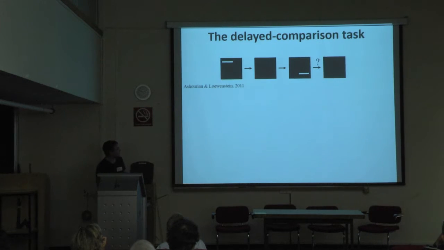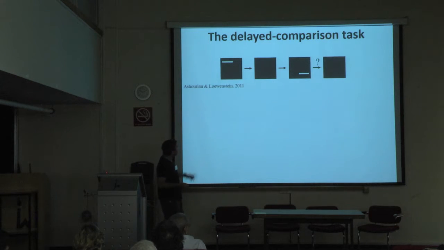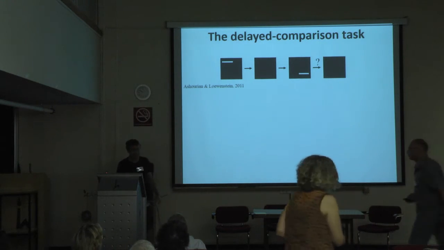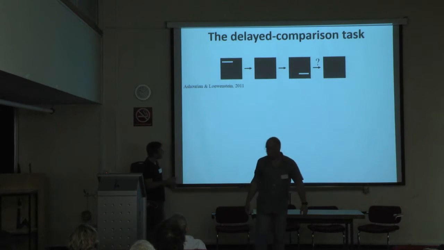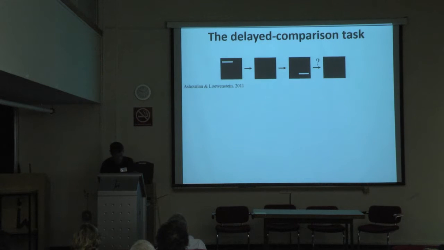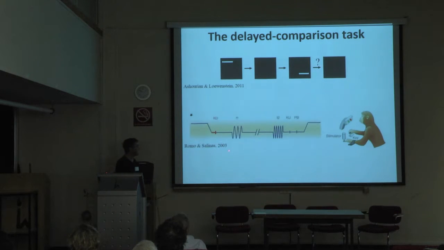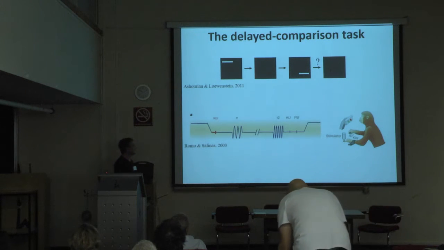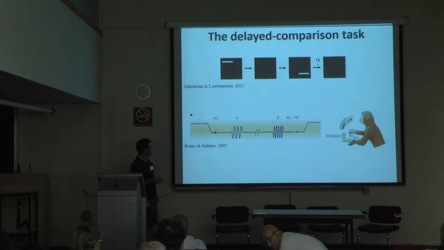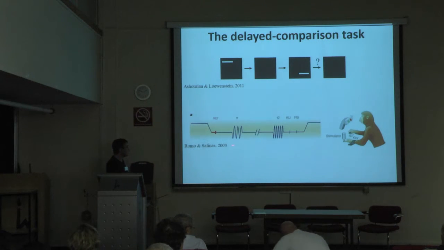So the delayed comparison task is something people have been doing for, I guess, more than a century. This is just one example. We presented participants with lines of different lengths. You see a line, then you see another one, and you have to say which one is longer. You can do these experiments in animals, in monkeys. In a very famous experiment, the monkey is presented with vibrotactile stimuli and has to indicate which one has a higher frequency.